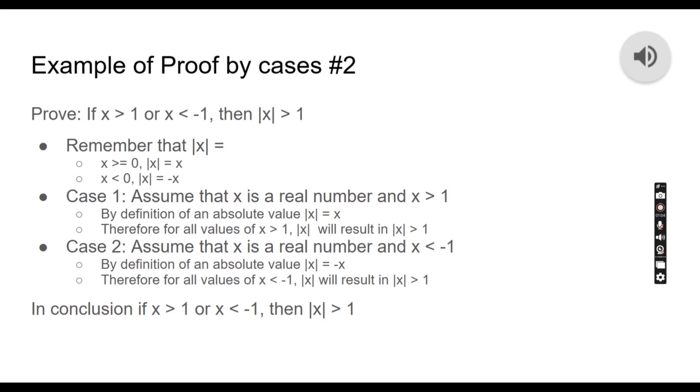Now we can go on to the second case. We'll assume that x is still a real number and that x is less than negative 1. By definition of an absolute value, the absolute value will be equal to negative x. Therefore, for all values of x less than negative 1, the absolute value of x will be greater than 1. So in conclusion, if x is greater than 1 or x is less than negative 1, the absolute value of x will be greater than 1.